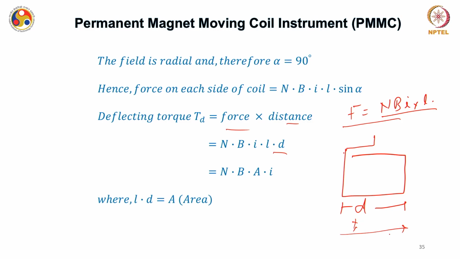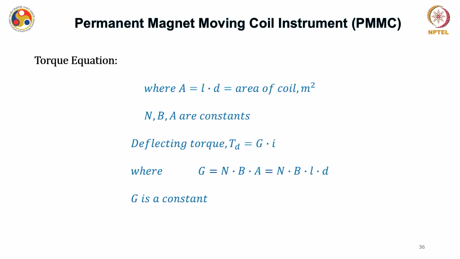Okay, so this torque, the deflecting torque TD, is given as force into distance, or the force NBIL into D. Okay, L into D is nothing but the area of the coil. Okay, so I will say that TD is equal to NBA into I. All right, so I am calling this the first equation. So this is the deflecting torque.